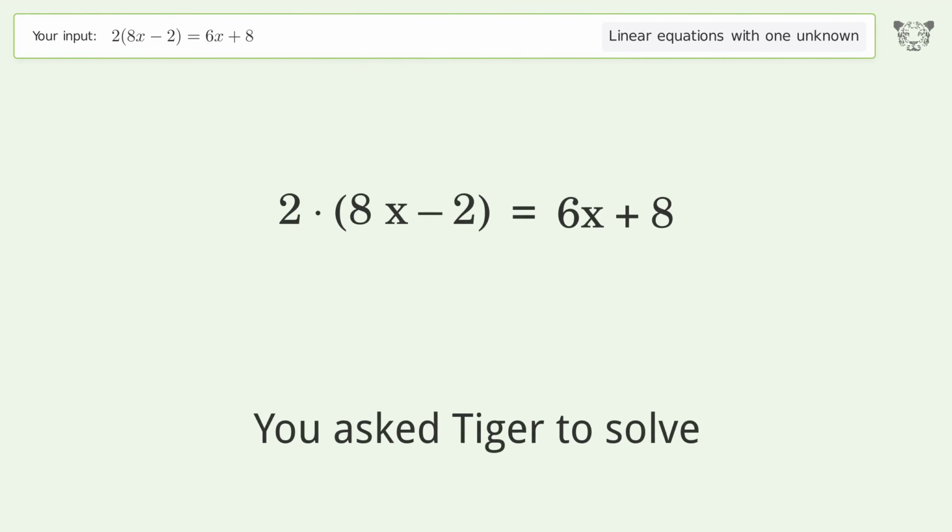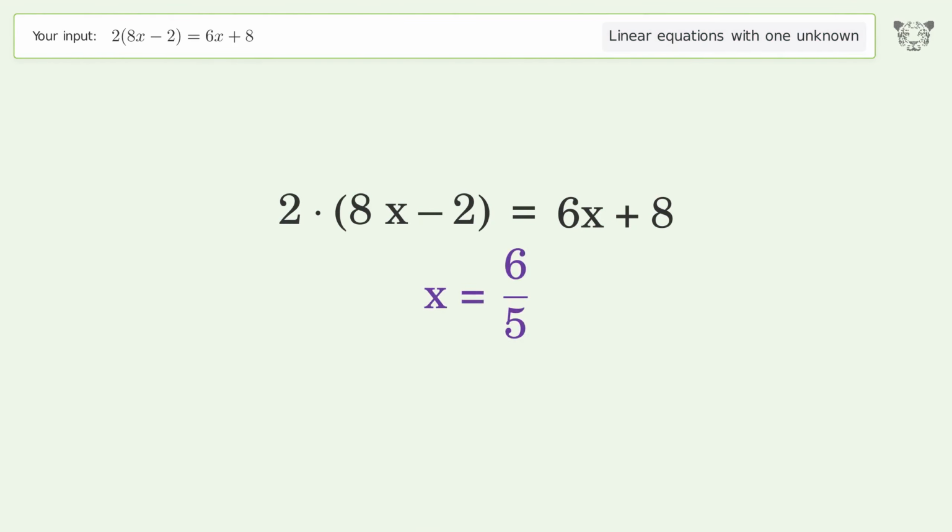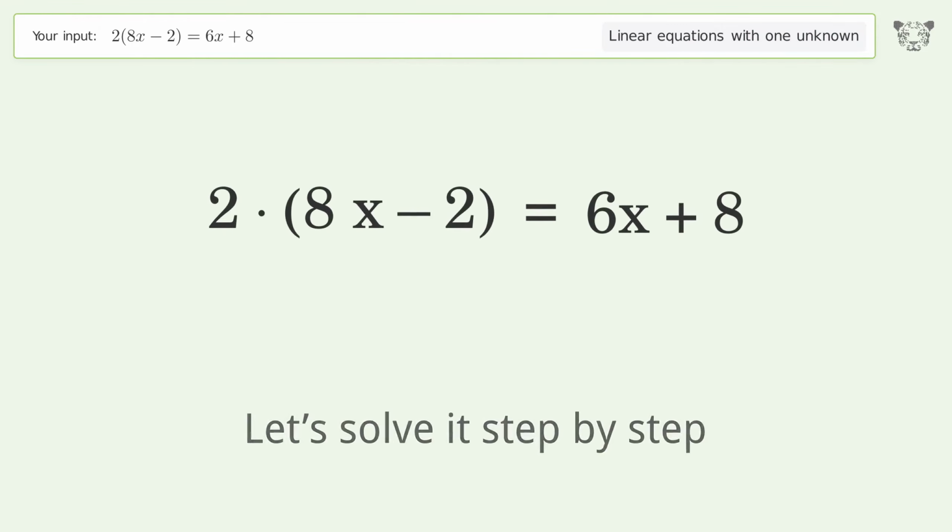You ask Tiger to solve this. It deals with linear equations with one unknown. The final result is x equals 6/5. Let's solve it step by step.